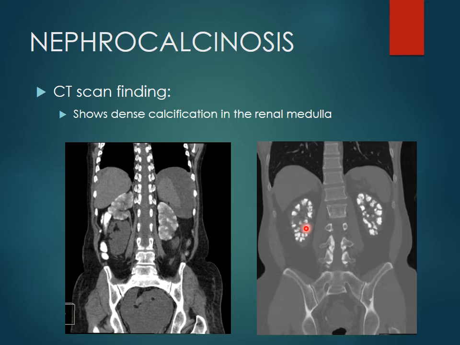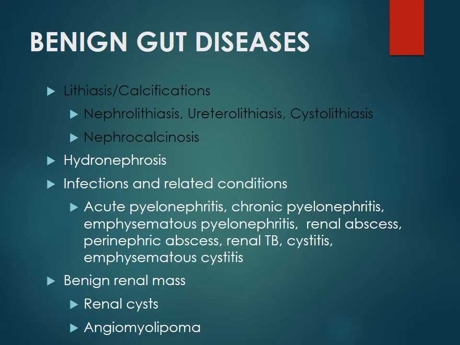On CT scan, nephrocalcinosis would appear as dense calcifications within the renal medulla. So for this patient, as you can see, there are dense aggregates of high attenuating foci in the medullary region of both kidneys. So far, we have already tackled the lithiasis, and we will now proceed with hydronephrosis.